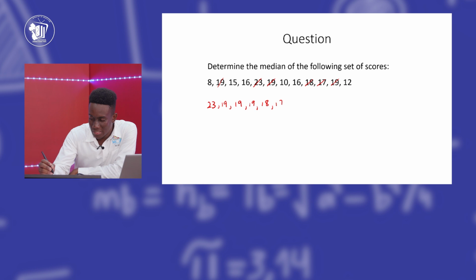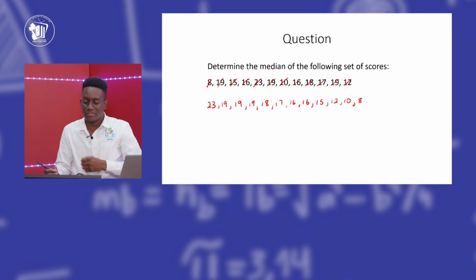17 will be followed by 16. 16 will be followed by 16 again. And then 16 will be followed by 15. And then 15 will be followed by 12. And then 12 will be followed by 10. And 10 will be followed by 8.